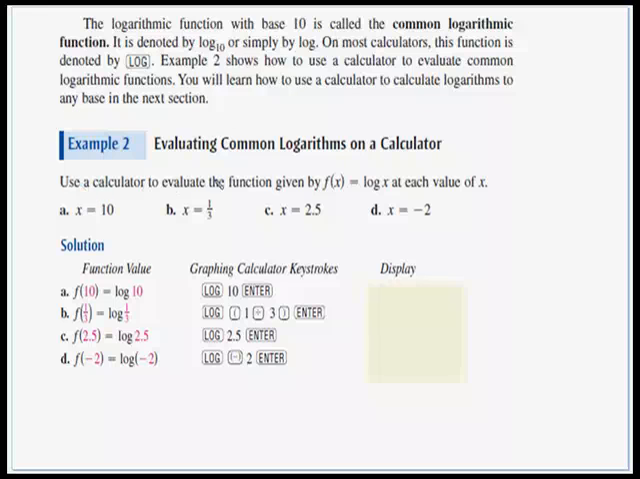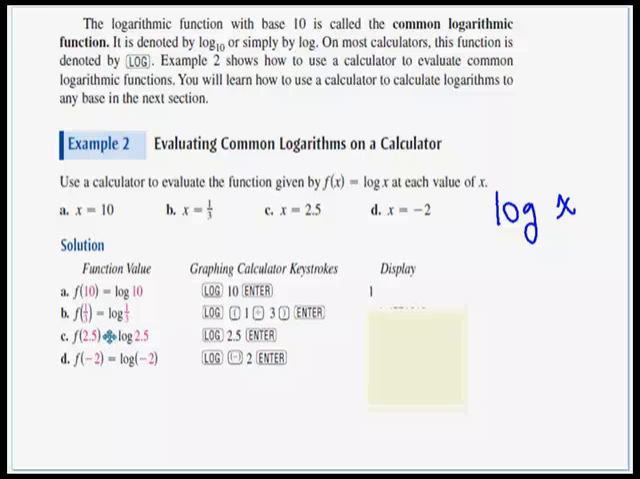So in example 2, we're going to use a calculator to evaluate the given logarithmic function for the given value of x. So our function f of x equals log of x, the log base 10 of x, the common log. And we want to evaluate that when our value is 10. So log of 10. On the TI-30s, we hit the 10 first and then the log button. If you do it right, you should get a value of 1.